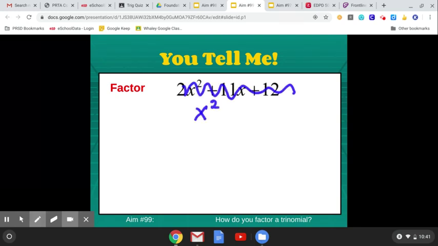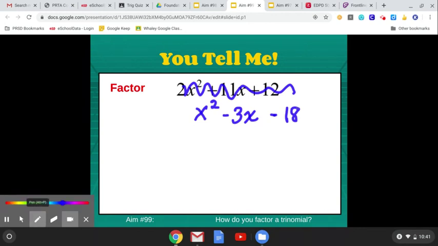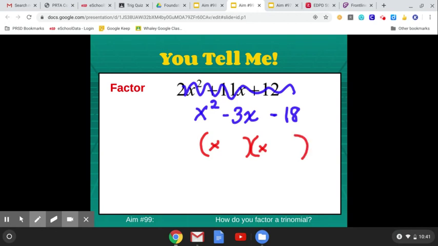X squared minus 3x minus 18. Okay. Because it starts off with x squared and there's no GCF, I always check for GCF. There's no GCF. It's going to factor with x and x. Now, numbers that multiply to be 18. 1 and 18, 2 and 9, 3 and 6.